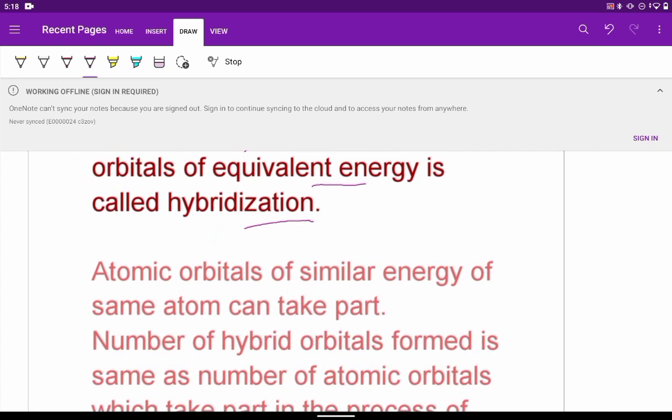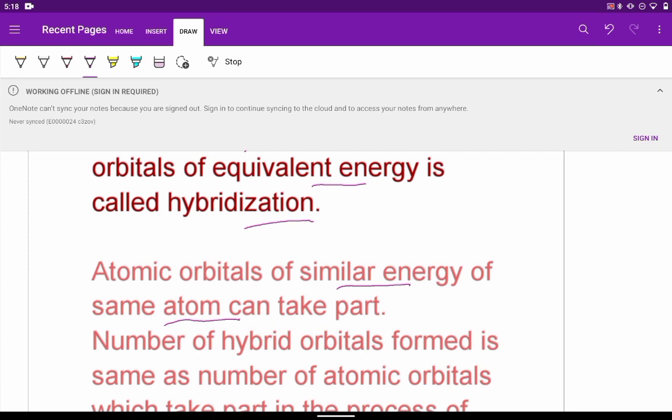Now during hybridization, the atomic orbitals which take part have similar energy and they should be of the same atom. Energy should be similar, atom should be same. For example, the s and p orbitals of carbon can hybridize.